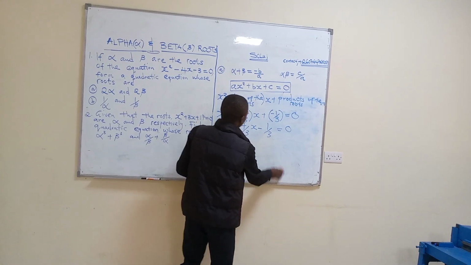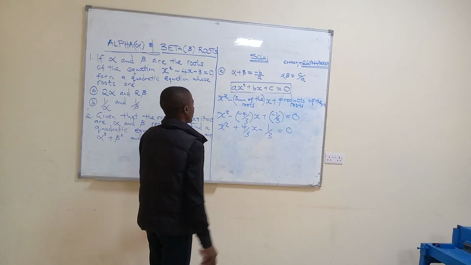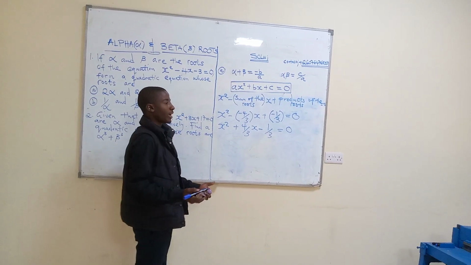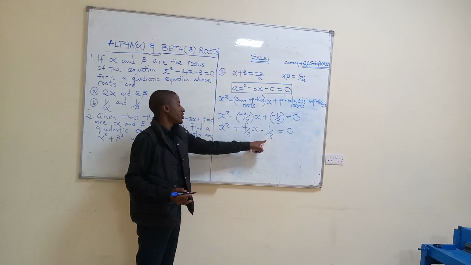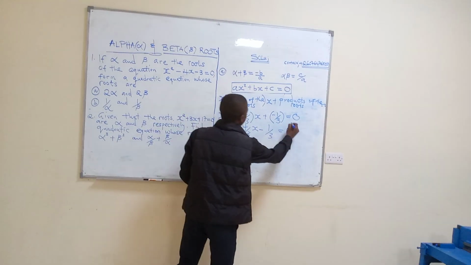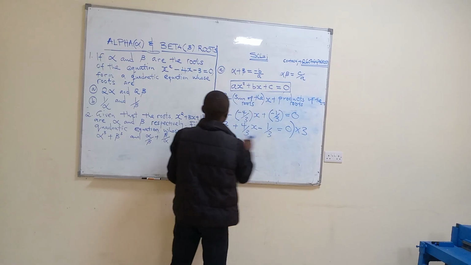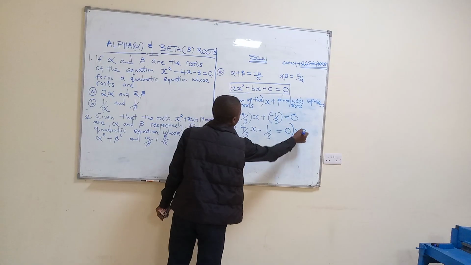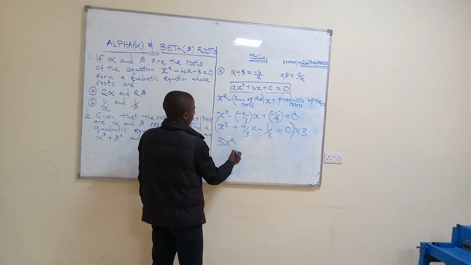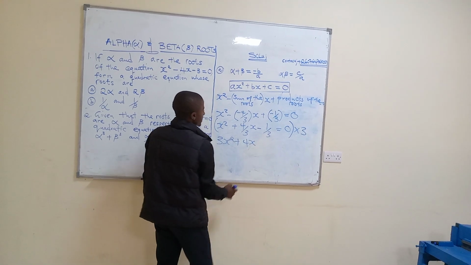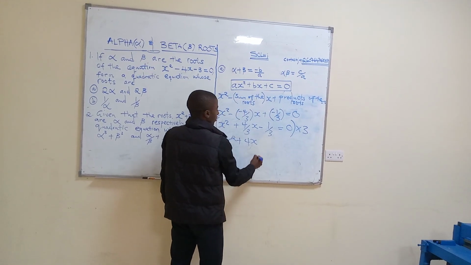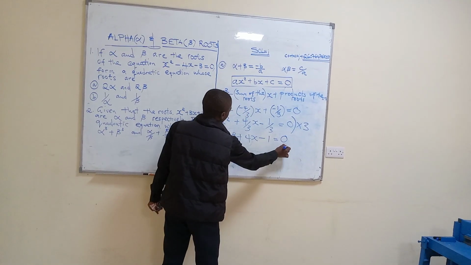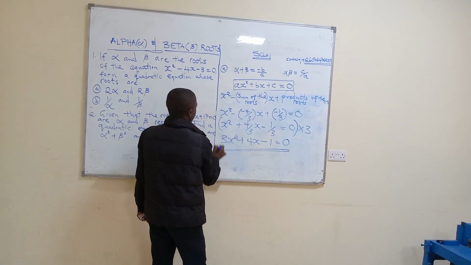Now, I want to leave this quadratic equation in standard form. So what am I going to do? I have to multiply by the denominator, which is 3. 3 times x squared is 3x squared. The 3s cancel each other, and you remain with positive 4x. There they cancel each other, and you remain with negative 1 is equal to 3 times 0, that is 0. So this is also your final answer for B.